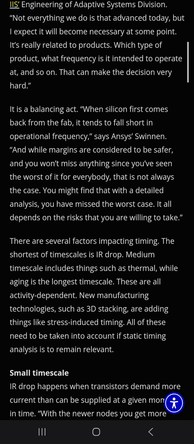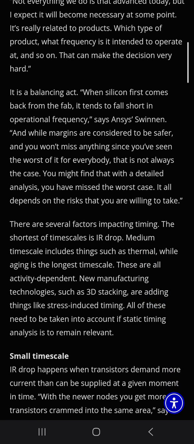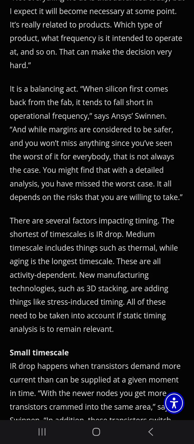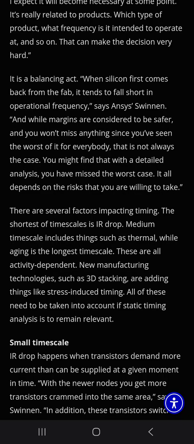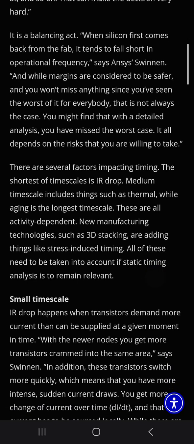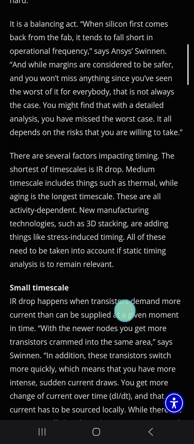There are several factors impacting timing. The shortest time scale is IR drop. The medium time scale includes things such as thermal, while aging is the longest time scale. These are all activity dependent. New manufacturing technologies such as 3D stacking are adding things like stress-induced timing effects. All of these need to be taken into account if static timing analysis is to remain relevant.